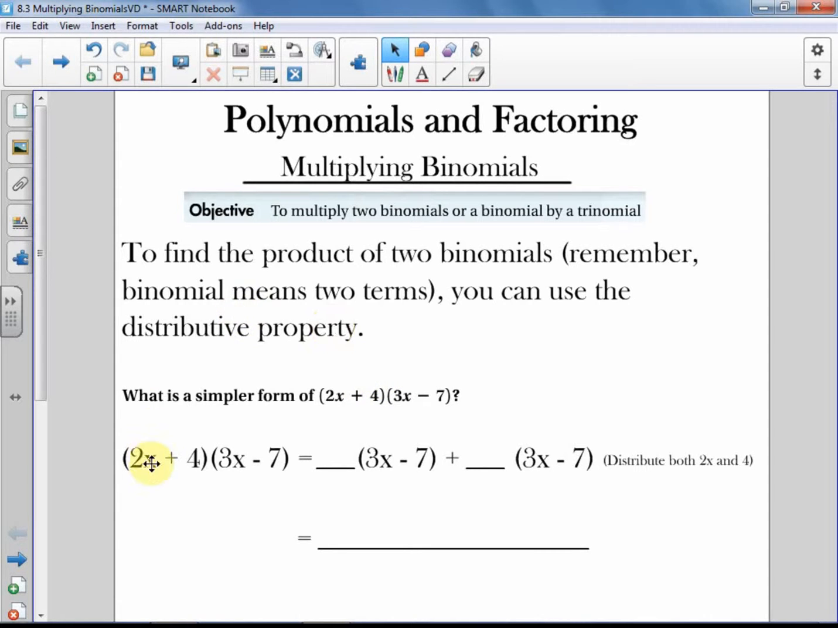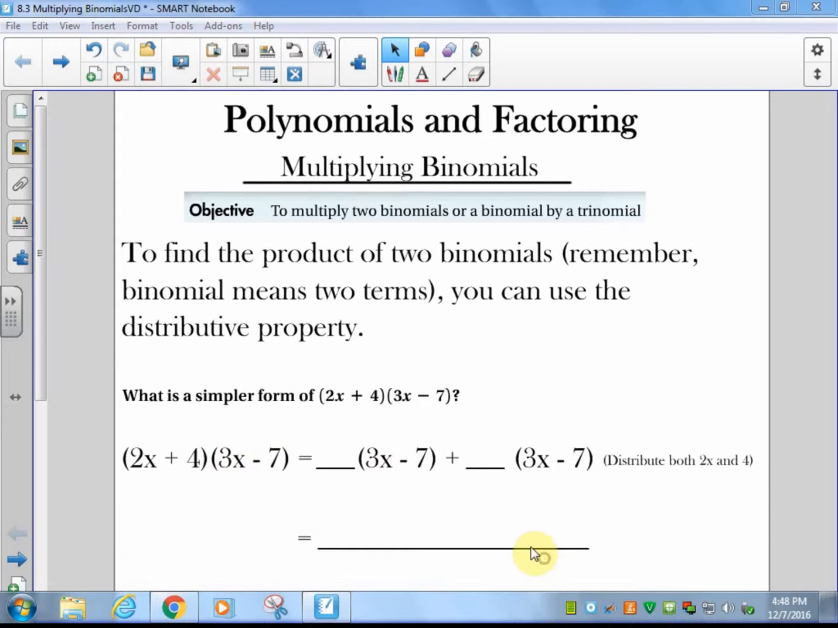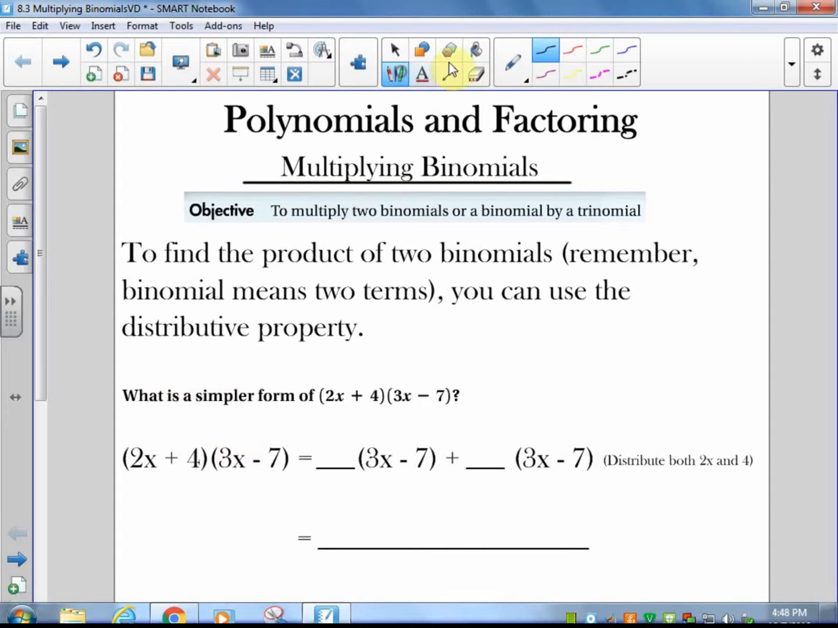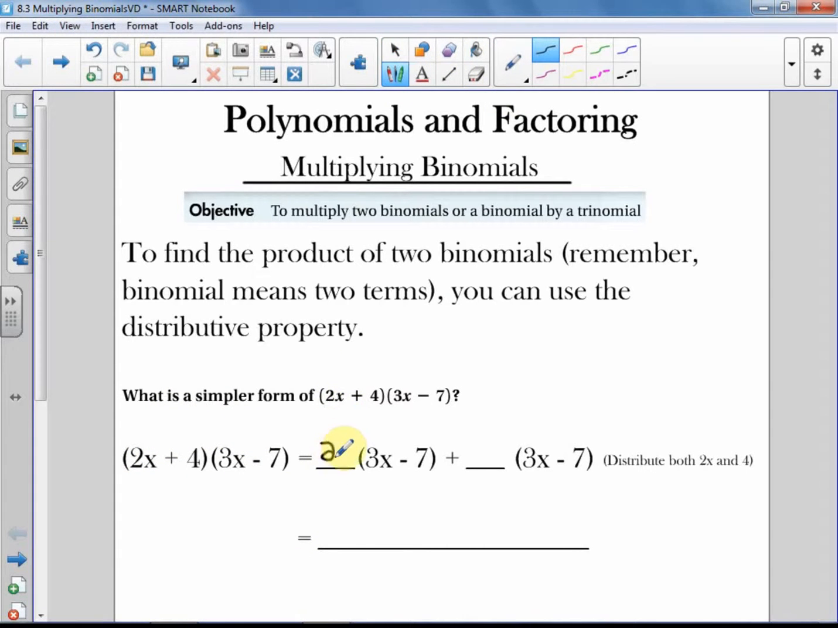I'm going to distribute every term from my first polynomial or binomial, either will work, times every term in this next binomial. So I'm going to multiply 2x times 3x minus 7. We'll write that here. We're going to share that term with our 3x minus 7, and we can't forget our 4. Our 4 went in on it too. So 4 times 3x minus 7. So every term gets its part in the party.